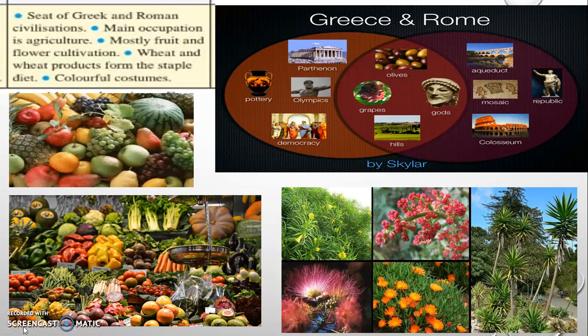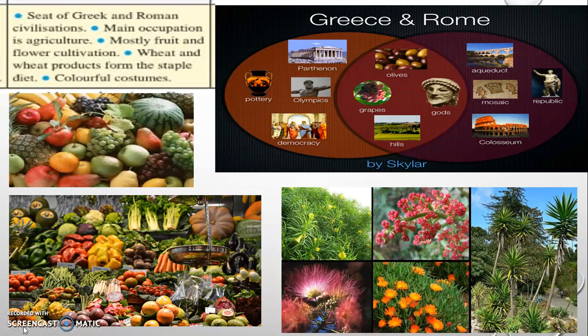Then you have the different fruits which have been grown, that is olives, grapes. Then Olympics, okay, which was started from the Greek. Olympics started from the Greek. We also have different varieties of potteries and other things which have been made in the Roman and the Greek civilization. Looking at the other pictures, the main occupation is agriculture, mostly fruits and flower cultivation takes place in the Mediterranean region. So you can see the Mediterranean types of fruits and vegetables: watermelon, pineapple, grapes, papaya, banana, orange.